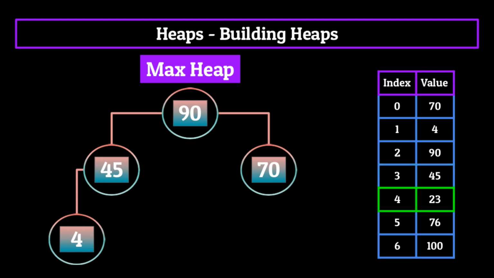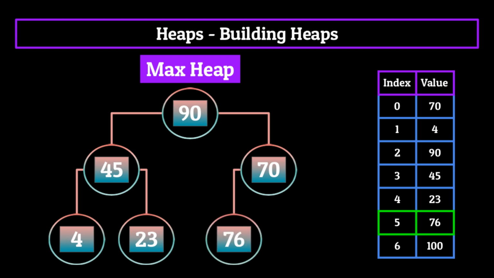Next up, we add 23 as another child of the 45 node, only this time on the right side. We compare, and since it's not greater than 45, we keep it as is. Moving on, we next insert 76 into the tree as a child of the 70 node. Then we compare and swap the 76 and 70 nodes as 76 is indeed greater than 70. We then compare 76 and 90, and since 90 is greater than 76, keep the 76 node in place for now. The next node we add is the 100 node.